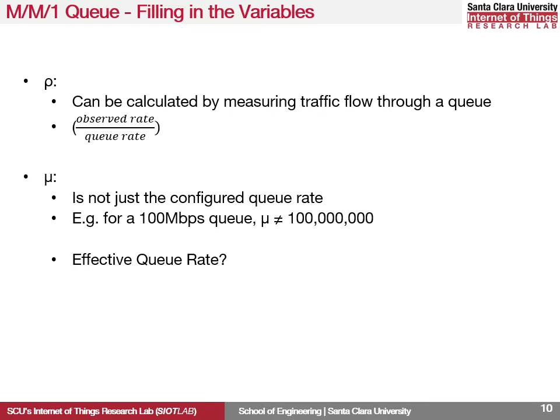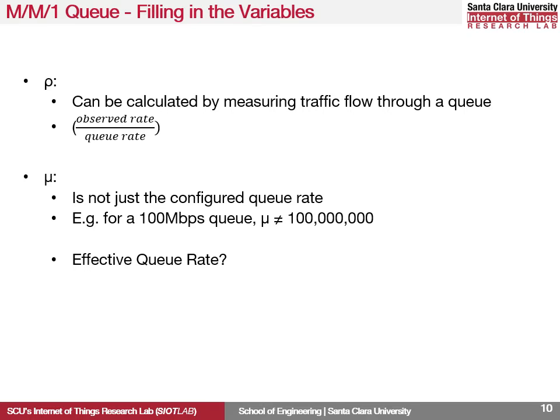Rho is relatively straightforward to obtain. A quick Wireshark analysis of the traffic flow through a queue will give a value for the queue utilization ratio. However, for mu, the queue rate, it is not as simple as plugging in the configured queue rate. For example, if a queue is configured for 100 megabits per second, the value of mu would actually not be the intuitive value of 100 million.